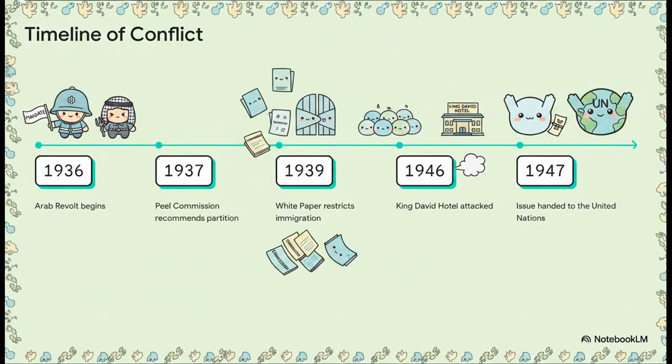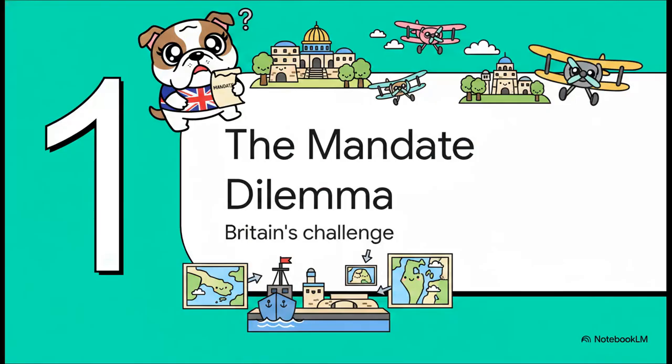History is all about cause and effect, right? And here, we're going to see a really rapid escalation. We're moving from a major uprising in 1936 through some totally failed British policies, to a shocking act of violence in 1946, all the way to Britain literally throwing its hands up and handing the issue to the United Nations in 1947. Let's dive into Section 1, the Mandate Dilemma.